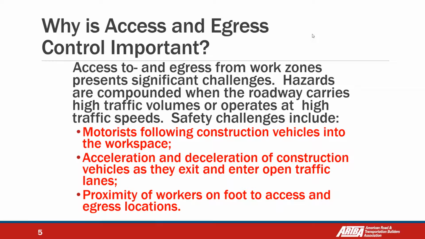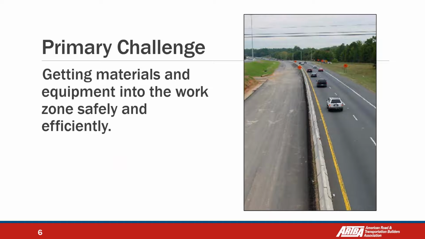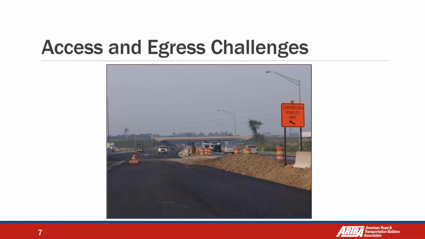So the proximity of workers on foot to access and egress locations is also a problem. You're arriving and suddenly there is a distracted worker in the access zone. You are going to need to use the brakes to prevent an accident. So maybe you are going to have an accident. So it's important. We have accidents happening at the moment in which a dump truck especially arrives to the work zone or is leaving the work zone. Usually dump trucks are providing all the materials, so we have a lot of traffic with dump trucks. They have to deliver the materials in an efficient and safe way in the work zone.